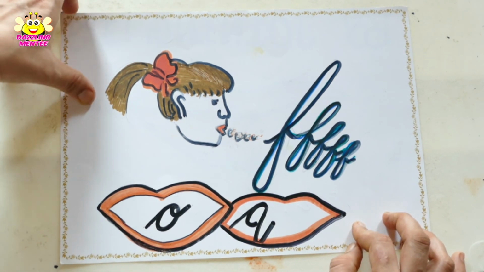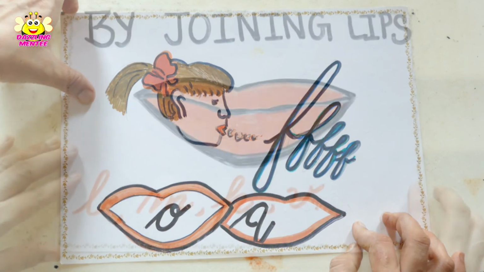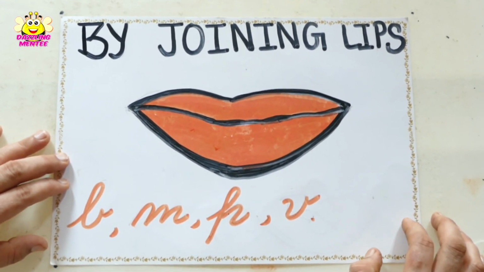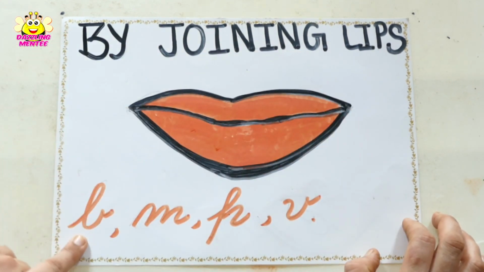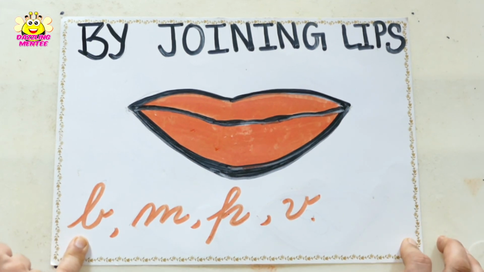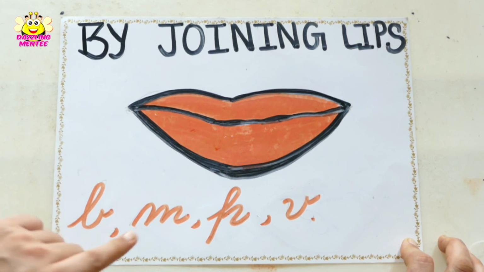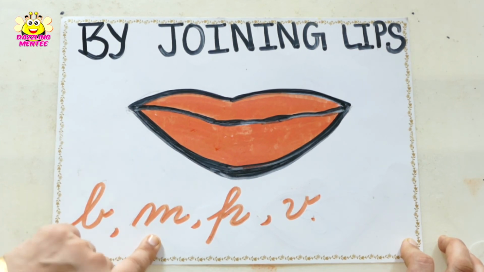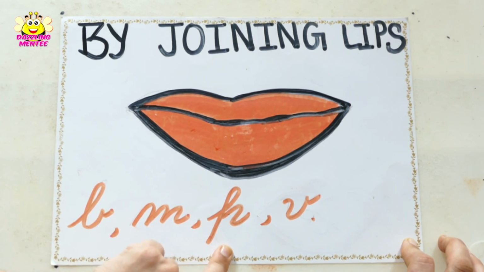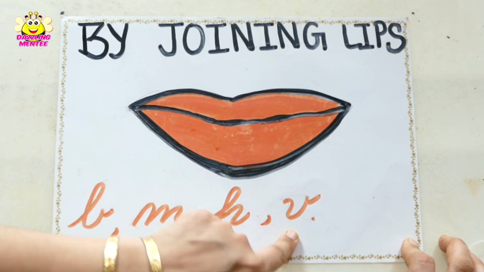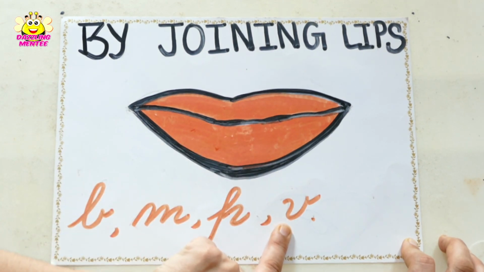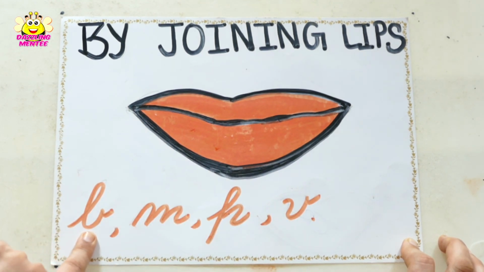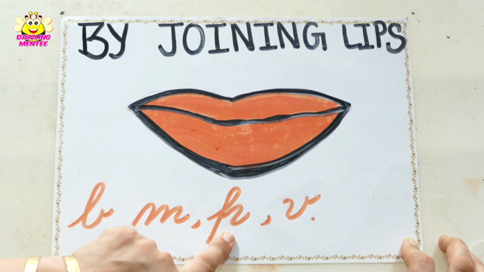So you all practice these alphabets very nicely. Now few alphabets are left, and this is how we will speak them. We just join the lips, and then the voice comes out. The sounds are B. We just join the lips. B. M. P. V. The sound of W is wa, but the sound of V is V. Once again, B, M, P and V.